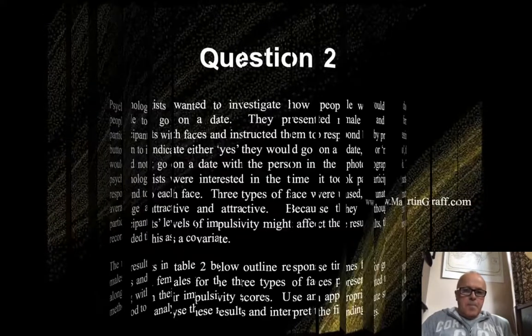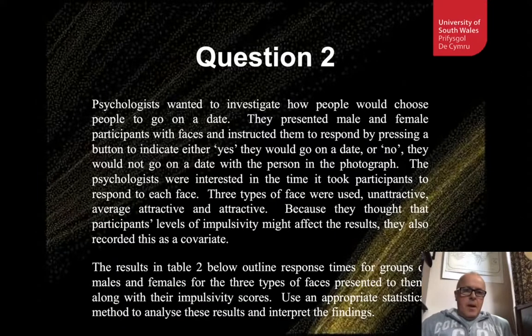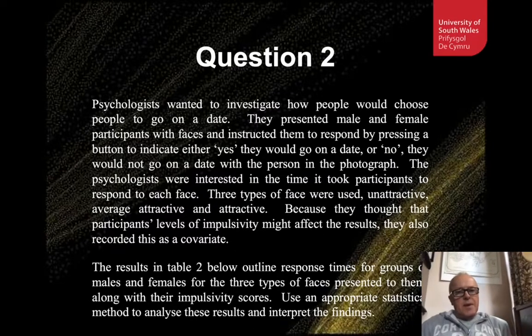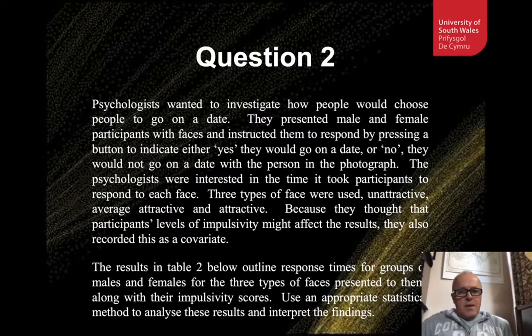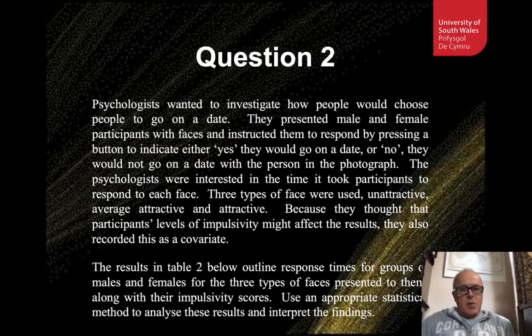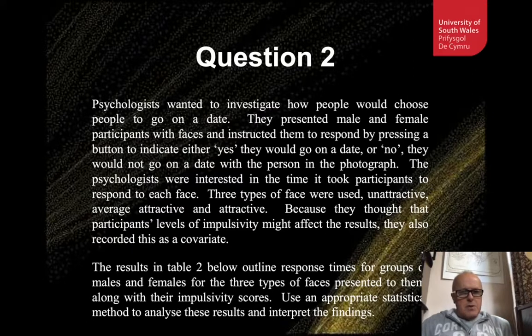Question 2 then. Psychologists wanted to investigate how people would choose to go on a date. They presented male and female participants with faces and instructed them to respond by pressing a button to indicate yes, they would go on a date, or no, they would not go on a date with the person in the photograph. Psychologists were interested in the time it took participants to respond to each of the 3 different types of faces. And the 3 types of faces they used were unattractive, averagely attractive, or attractive.